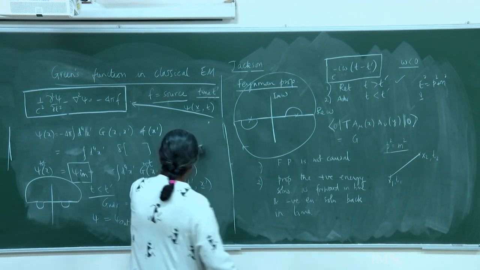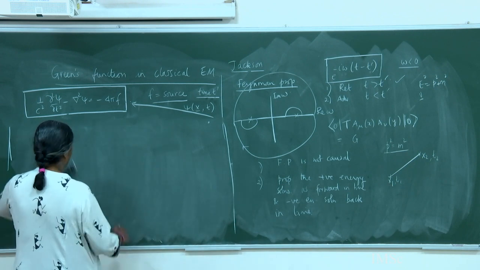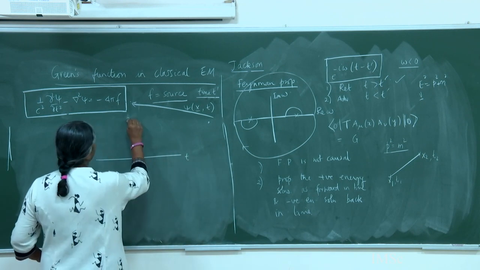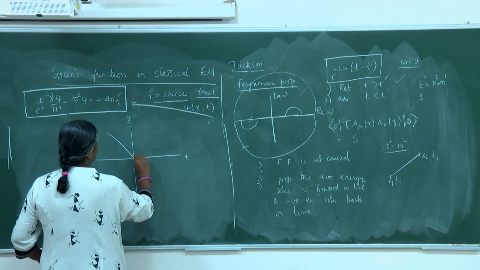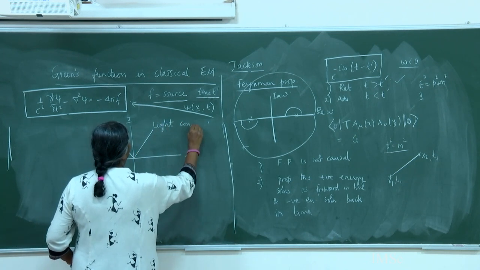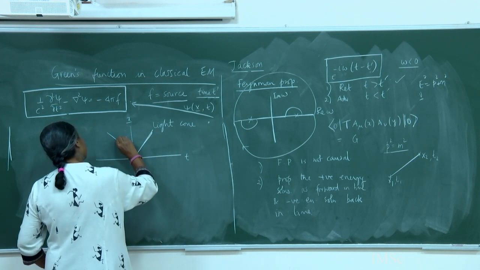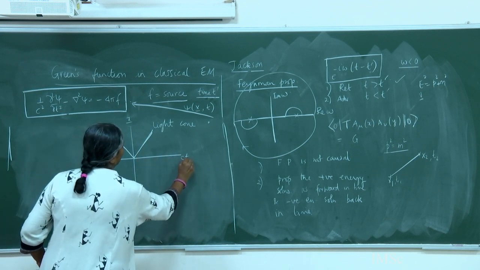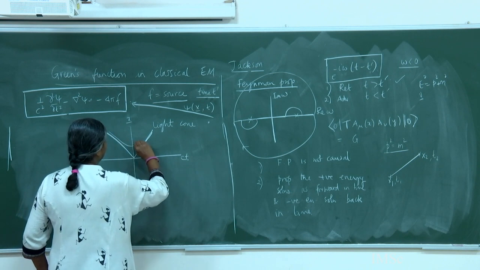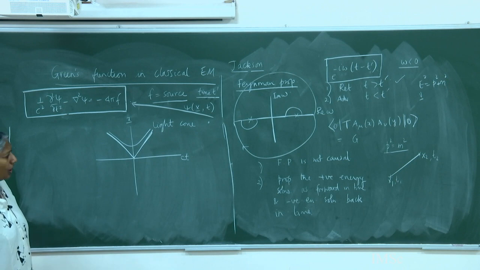So causal behavior, what can I take off? I'll take this off. Causal behavior means that this is my time and this is all my space, this is my light cone, right? So if I have a massless particle, then the massless particle travels at x is equal to ct, and anything which is more massive will travel like this, right? Yes. This is causality.